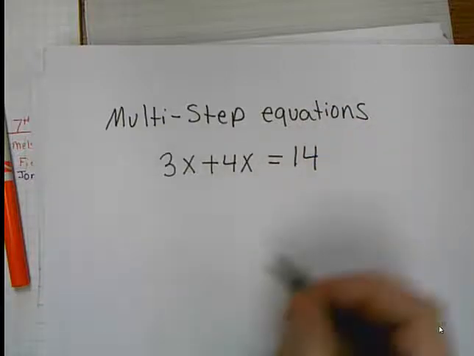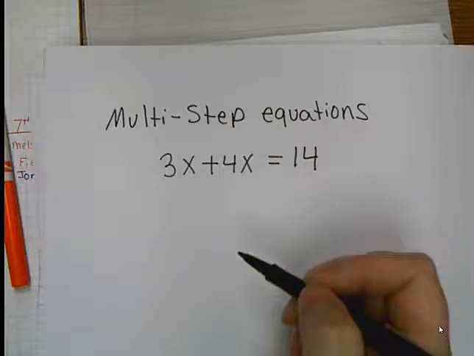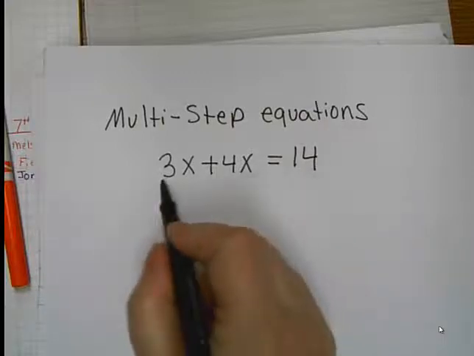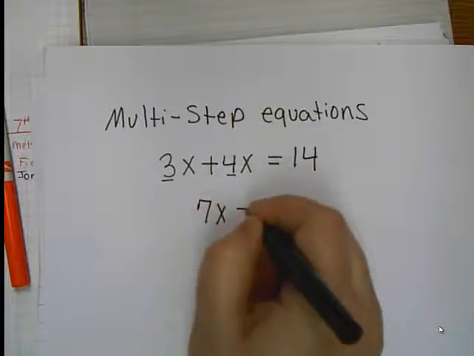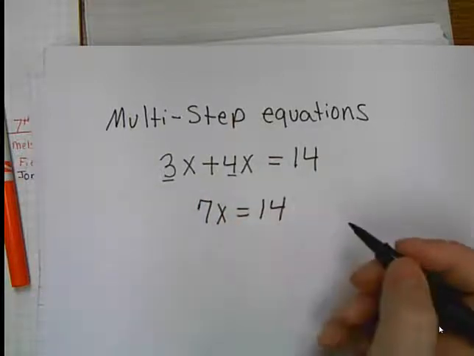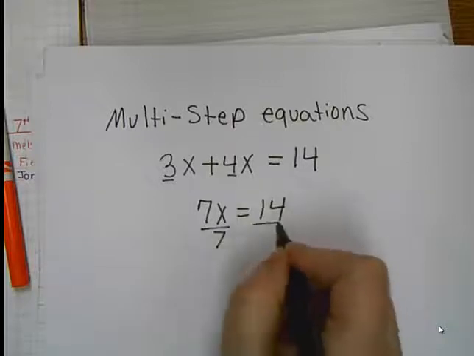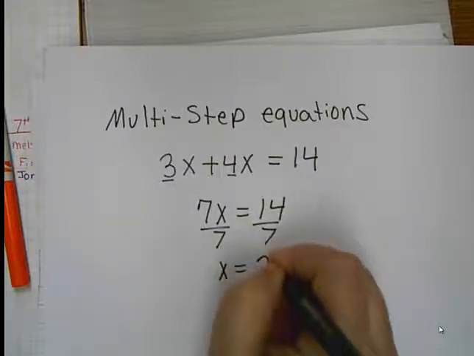So in this one, you would add your 3x plus your 4x. Remember, when you're adding like terms, you only add the numbers in front. What's 3x plus 4x? 7x equals 14. And then to solve this, I would divide both sides by 7, and x equals 2.